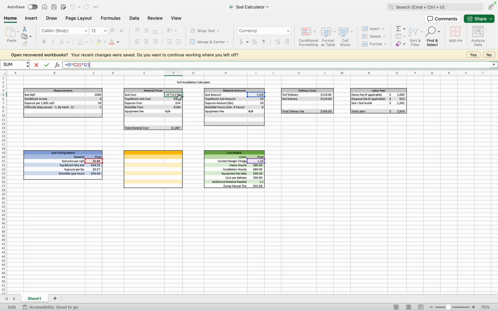You can see when I click on this cell, and when you click on the cell, you can see what's being lit up here, right? So the sod cost is going to be the price per square foot times the amount of sod we need times the margin charge.